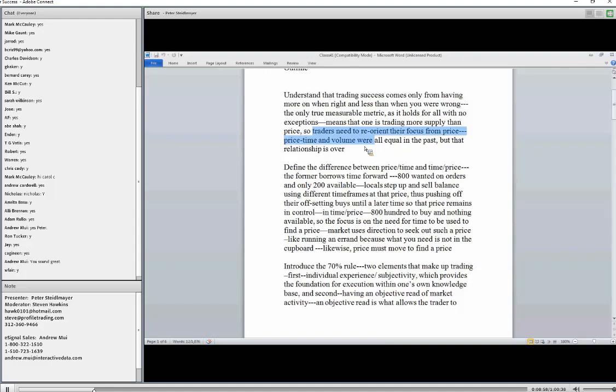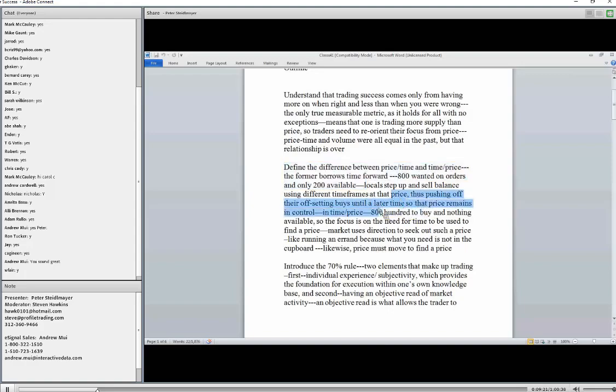Okay, so we want to now move into defining the difference between price and time. And what I'm saying is, I'll give you an example of the floor: if there's 800 buy orders and only 200 available, the locals step up and sell the balance using different time frames at that price, thus pushing off their offsetting trades, so price remains in control.